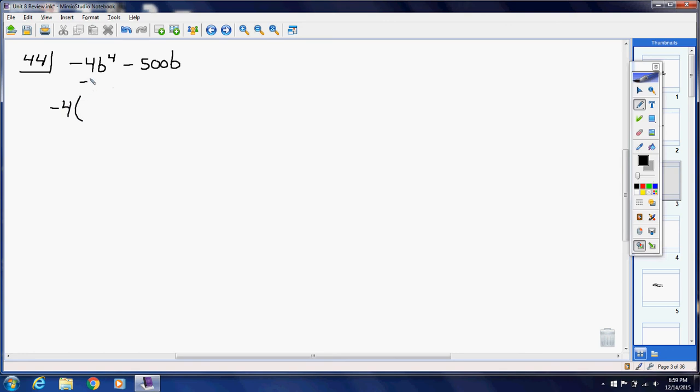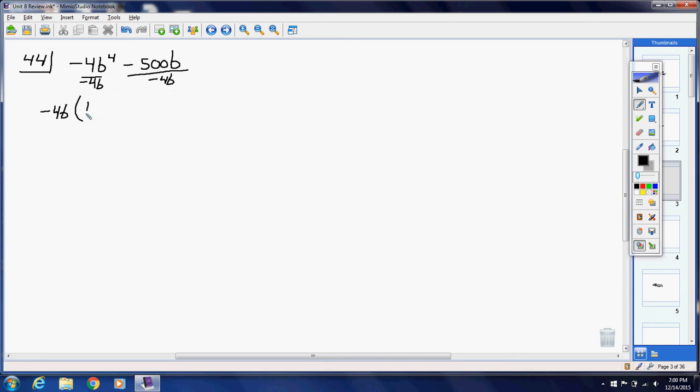So we're dividing out a negative 4. And that leaves us with, oh, I'm sorry, negative 4b. Oh, I disappeared and lost the whole thing. Okay, let's try this again here. We're factoring out a negative 4b. All right, we factor that out.